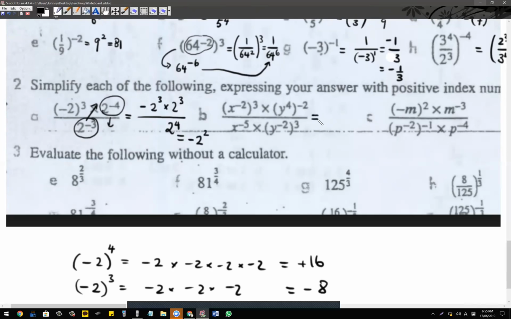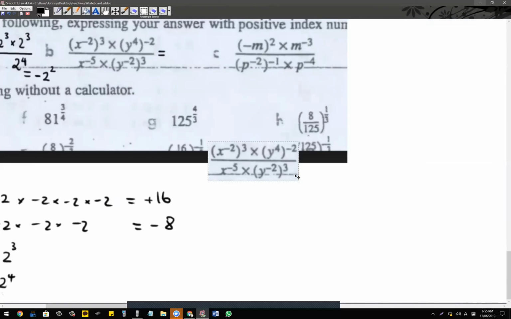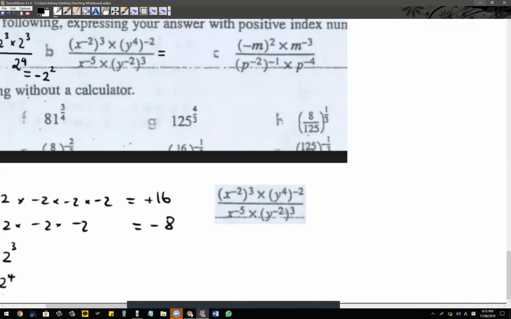Next, I'm going to copy this one. So there are a lot of things you can learn from this exercise. So this one here, you got negative index there, right? But does that mean it can go to the bottom? Not really, because it's actually protected by power of 3 there, right? So you cannot simply move this thing.